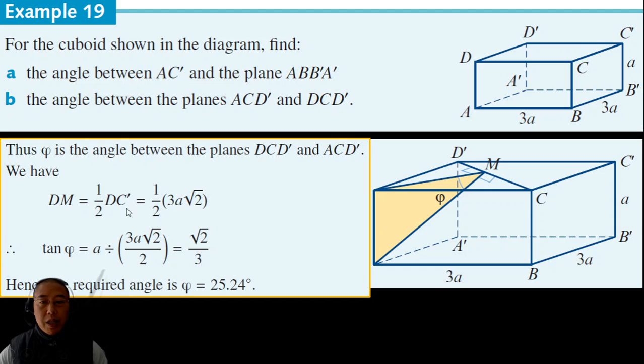And then you can find the first one of the sides, which is DM. We express it in terms of A. Then we can use the tangent phi. That gives you an exact value without the A value, and we get the angle by using the inverse tangent.